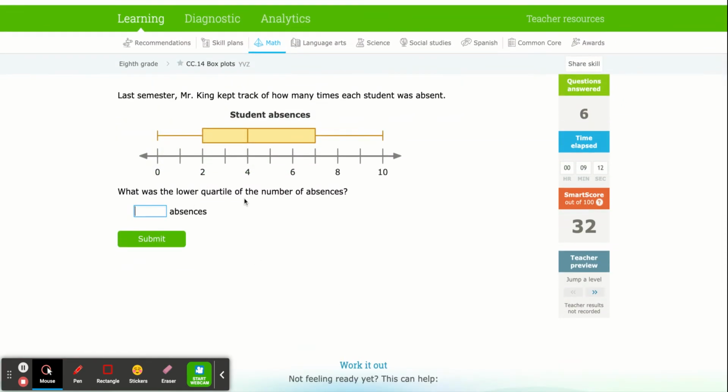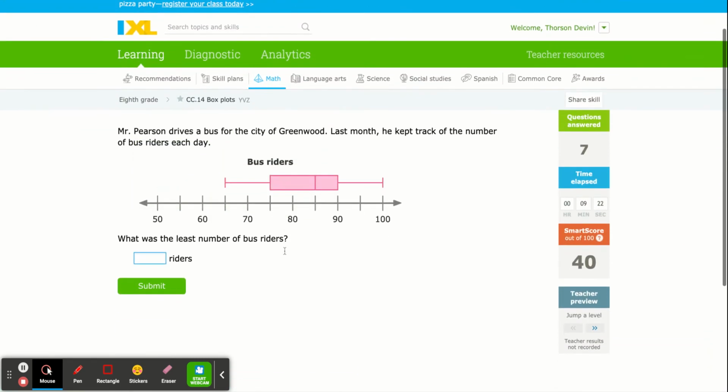What is the lower quartile of the number of absences? Now, when they're asking for the lower quartile, they're asking for the bottom of the box, the left side of the box. It's 2. What is the least number of bus rides? If they're looking for the least number, they're looking for the minimum. That's this right here. The minimum is 50.